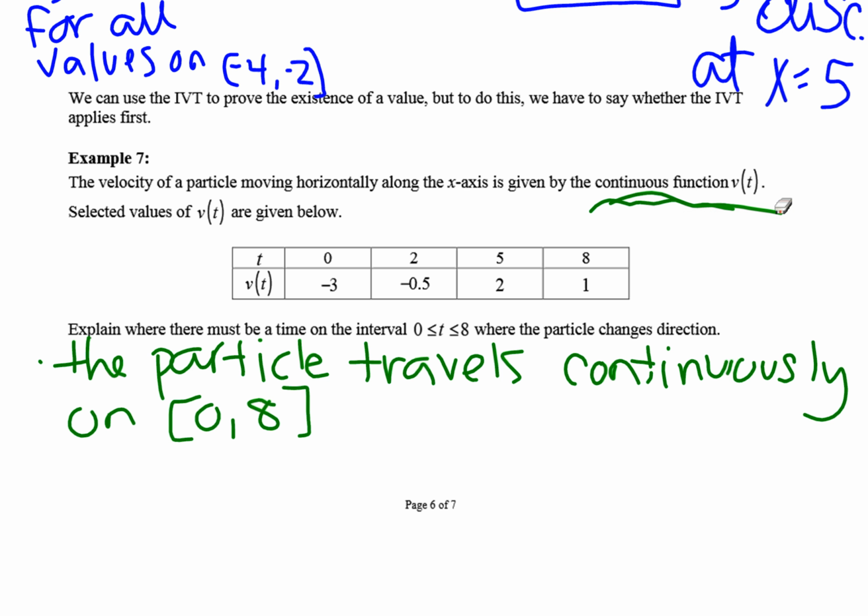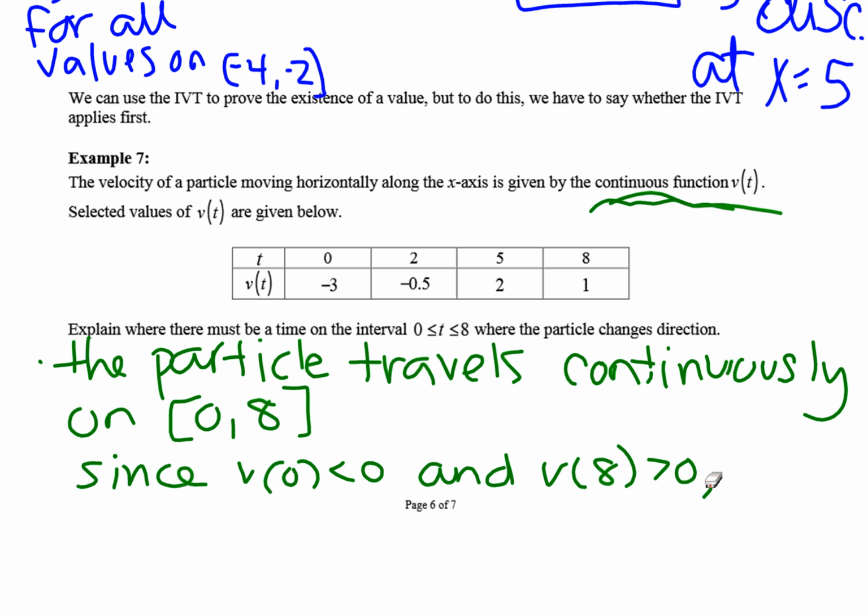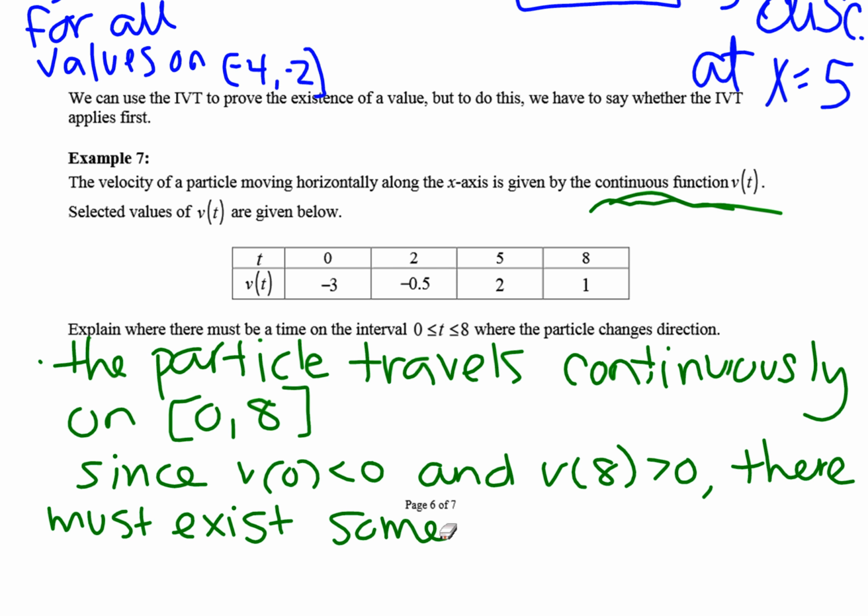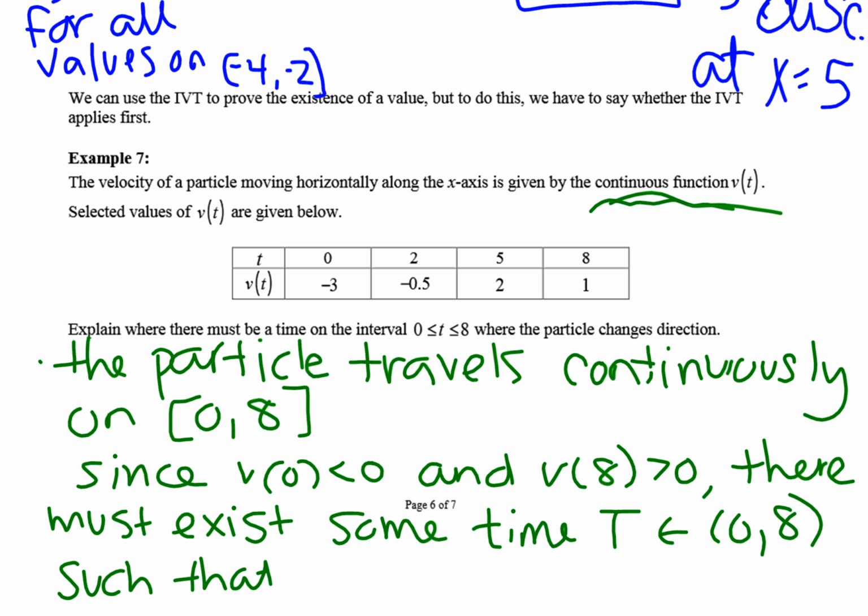All right. So we could say, since the velocity at 0 is less than 0, and the velocity at 8 is greater than 0, there must exist some time, you could pick any letter, let's just say T, on 0 to 8, such that v(T) equals 0, and that's by the IVT.